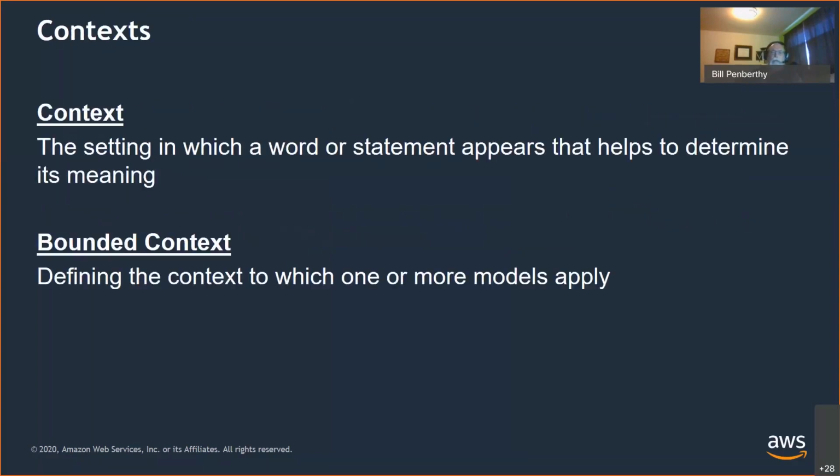The next is context. So there's 2 levels of context. The first, simply context, is the setting around which terminology is defined. In this case, it's our domain. Every domain model lives in precisely one context, and a context contains precisely one domain model.